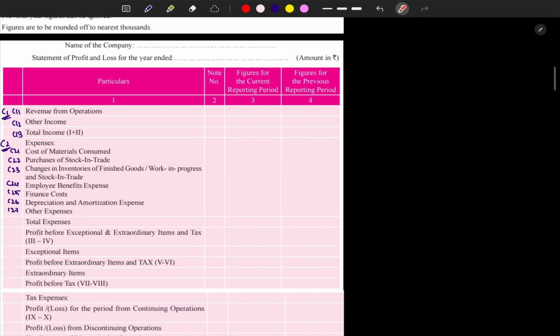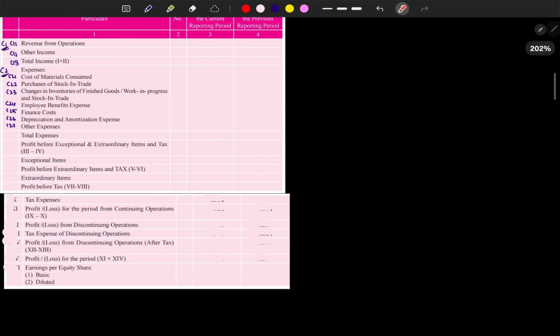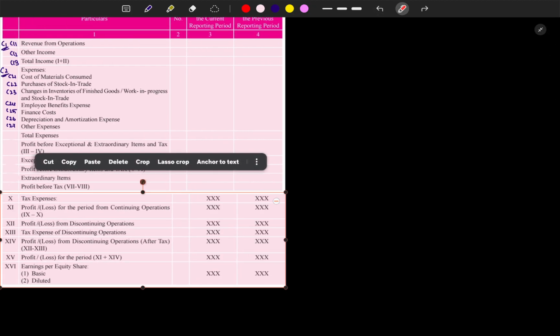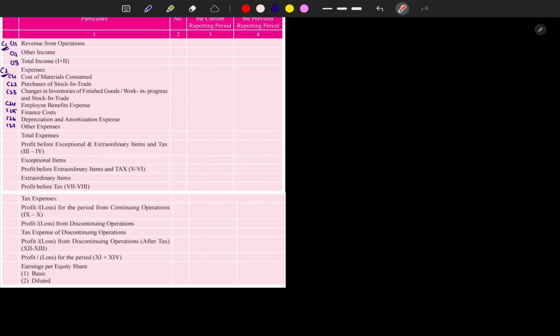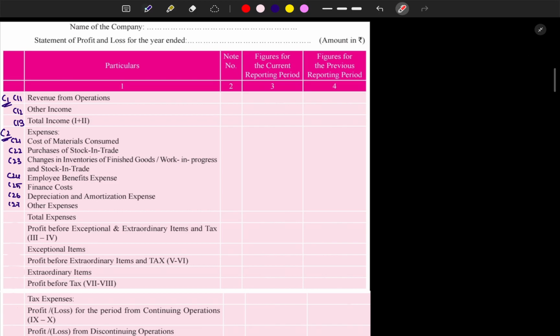Revenue from operations and other incomes make up the total income part. Any income which the company is earning has to come here. We can understand the expenses by using the mnemonic CPC EFD other. This is the easy mnemonic for this: CPC EFD other.